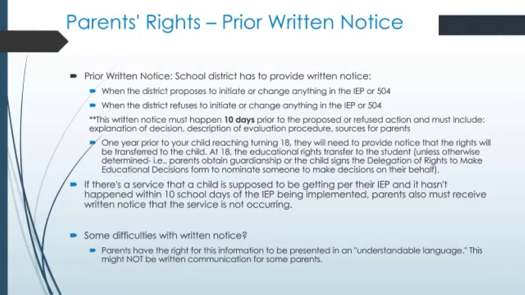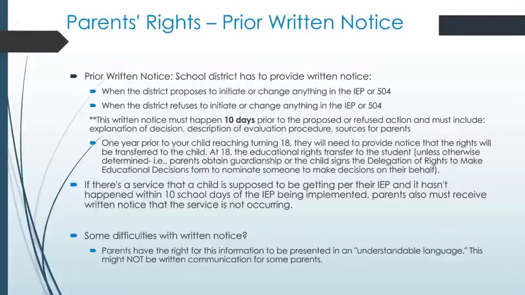Unless otherwise determined. So one way of determining this is that parents obtain guardianship of their child to continue to provide advocacy as well as an understanding of what the student will need for their educational services past 18, or the child themselves signs a form that says delegation of rights to make educational decisions. And this is a place where they can nominate somebody. It could be their own parent, it could be a grandparent, it could be a babysitter, whoever they would like for them to make the decisions on their behalf. But the child has to sign it.